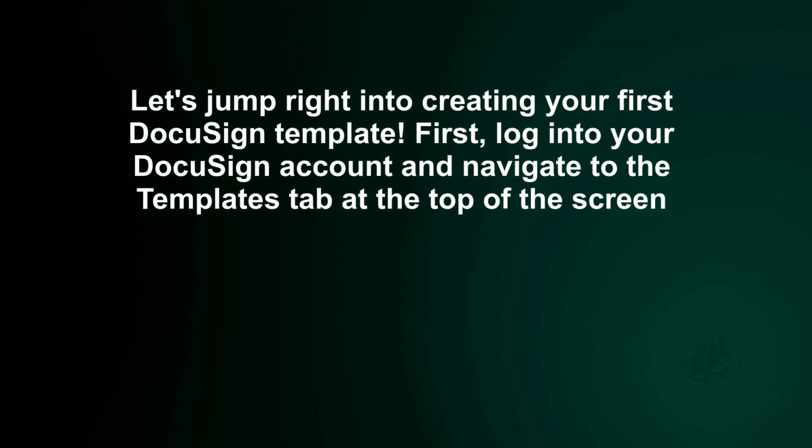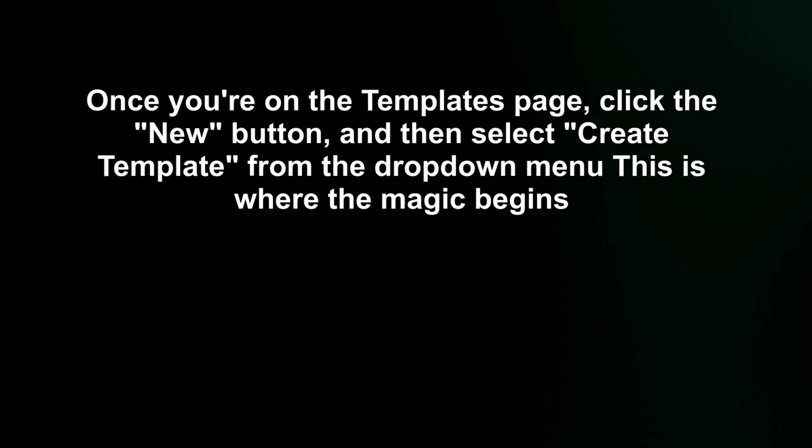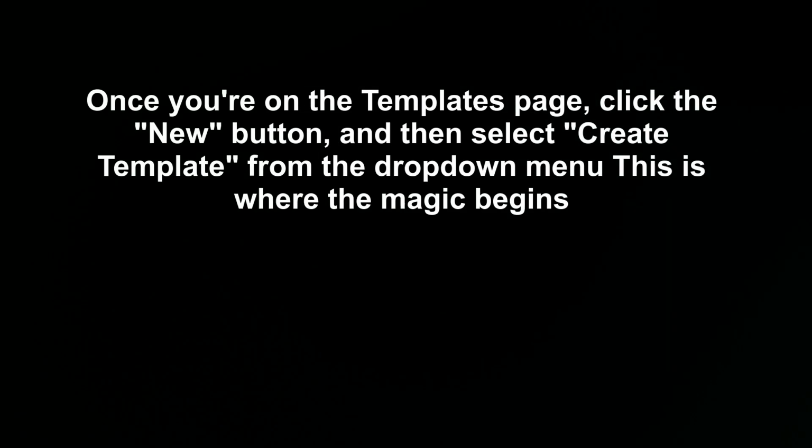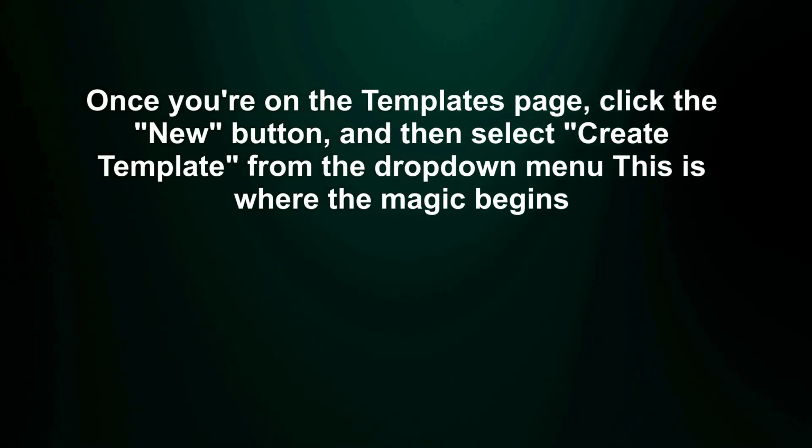First, log into your Docusign account and navigate to the Templates tab at the top of the screen. Once you're on the Templates page, click the New button, and then select Create Template from the drop-down menu. This is where the magic begins.